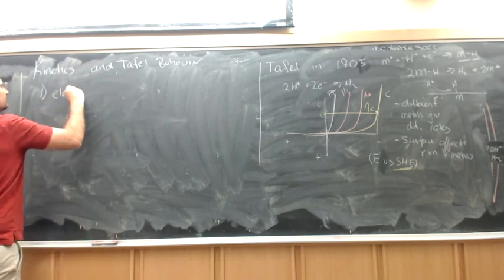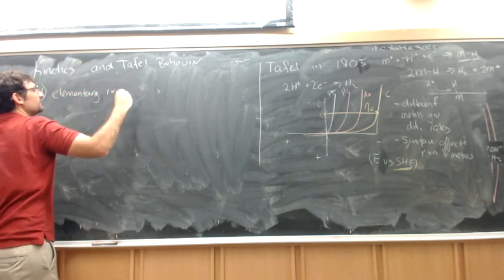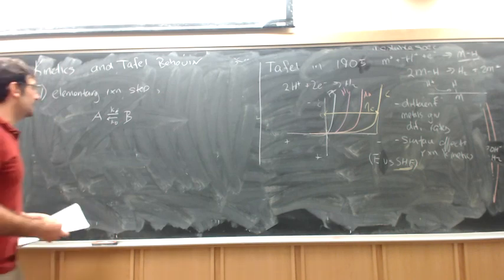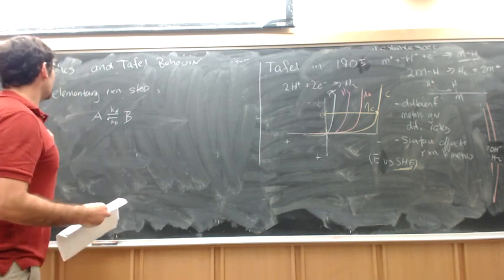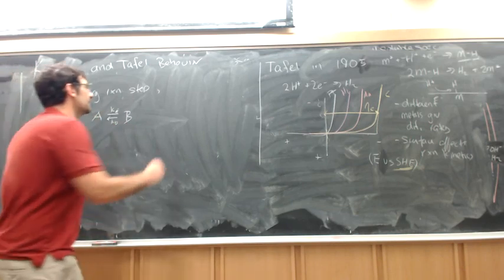If you have an elementary reaction step, what's an elementary reaction step? Well, it's an equation that describes the underlying physical process, right? So you can't break it down into any more fundamental steps. So it's an elementary step. And this is a very simple one. A is going to B, right? It's a super simple reaction. I can write the forward rate.